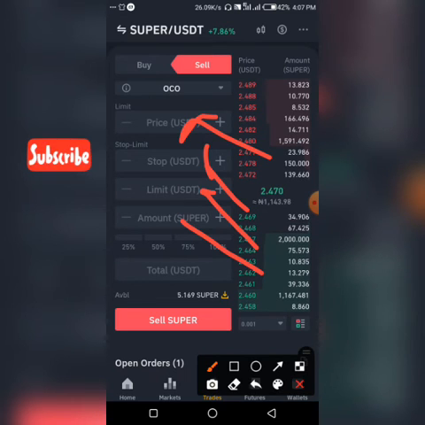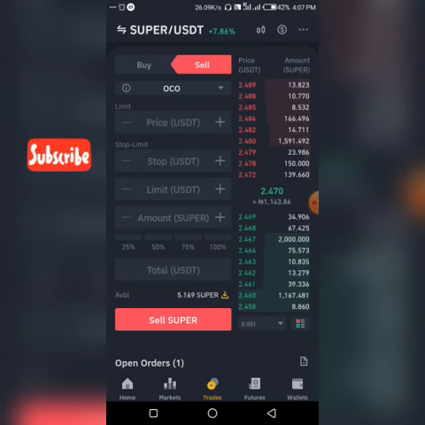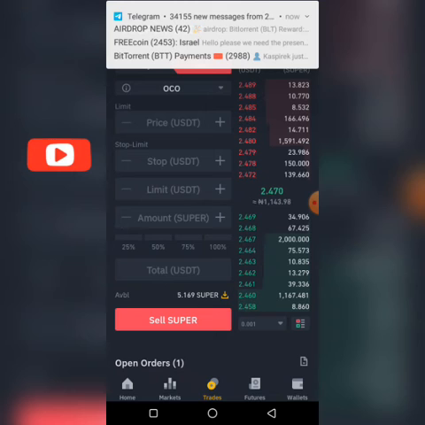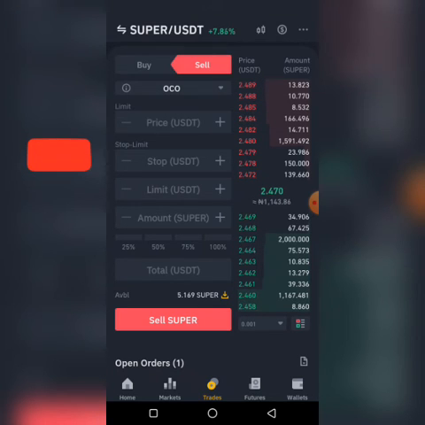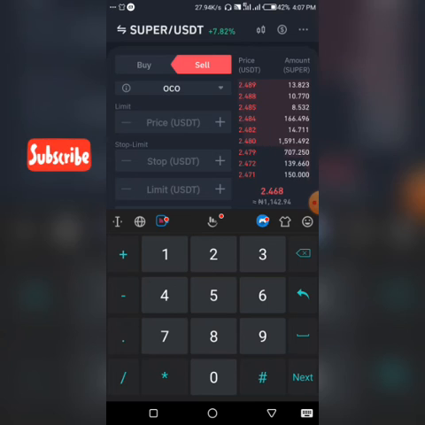One interesting thing is that OCO helps a lot, especially when you are not in the market to monitor the trades. For instance, our trade said we should sell from 5,001 to 8,000. Now I'm selling using Super USDT instead of Feb.